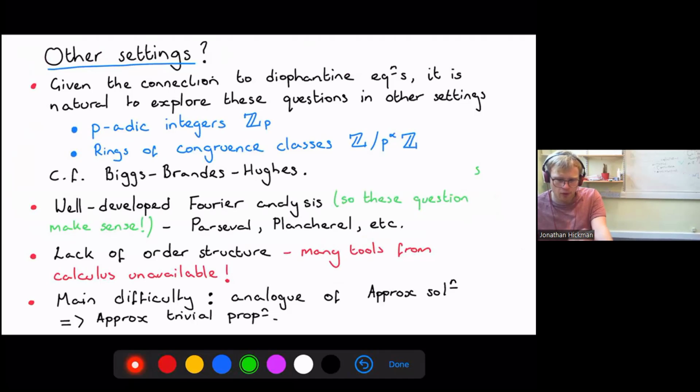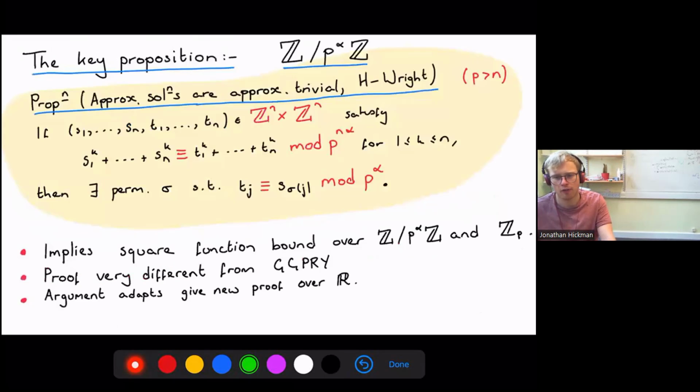Because this number theoretic proposition is the source of the main difficulties in the extensions that we're interested in, I'm going to focus just on describing how this central proposition works in these other settings. So here I'm going to look at the ring of congruence classes mod p to the alpha. We'll pick a prime p which is bigger than n, so we have to enforce this condition to avoid certain degenerate situations. It's natural for this kind of problem.